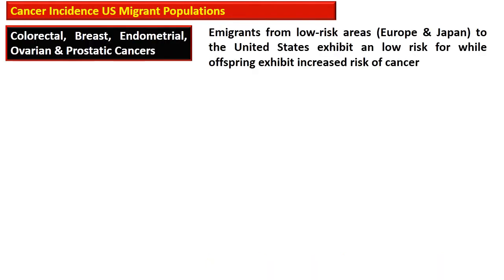The cancer incidence for US immigrants: immigrants from low risk areas such as Europe and Japan to the US exhibit a low risk for colorectal carcinoma, breast carcinoma, endometrial carcinoma, ovarian carcinoma and prostatic cancer, and their offspring exhibit increased risk of cancer.